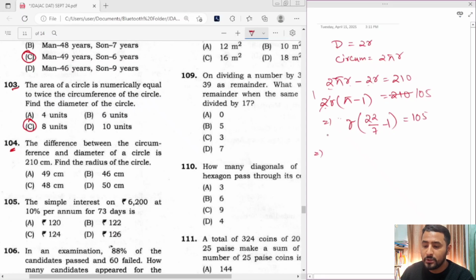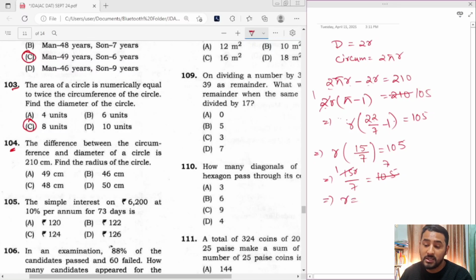Clear? So let me write it clearly. This is r, the radius. This is r into (22 by 7 minus 1). So you can do r, 7 ones are 7. Minus with 22 we get 15 by 7 equal to 105. Clear? Now you just do the cancellation. It will be r into 15, that is 15r by 7 equal to 105. Again, see, this 15r is in the numerator. You get the value of r.